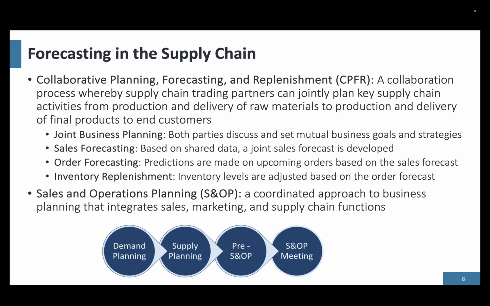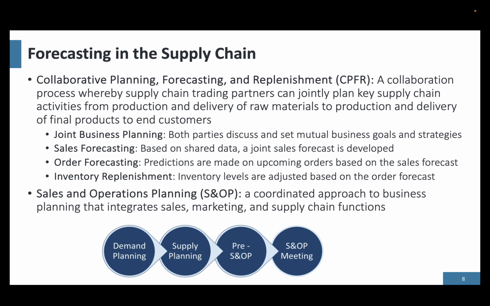Now, the next concept or approach is called Sales and Operations Planning, or S&OP. This is a coordinated approach to business planning that integrates sales, marketing, and supply chain functions. So think of this as more internal. CPFR is external across the supply chain, whereas S&OP is internal within the company. Remember in chapter 1, we talked about the silo effect, when a lot of times departments don't talk to each other. This approach helps break down that silo effect, where departments are communicating with each other for these different planning activities.